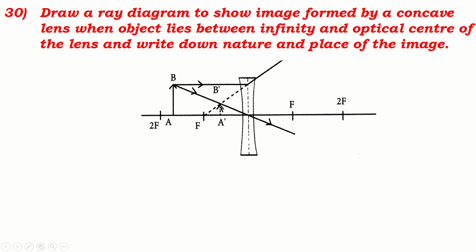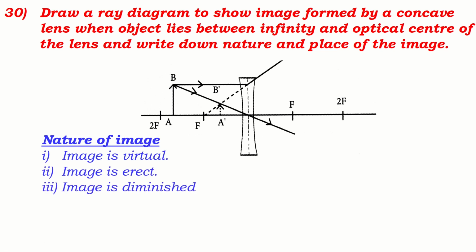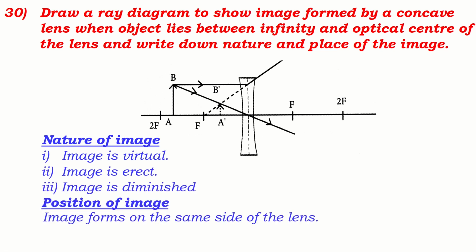Since both the rays of light are not intersected at this point really, and image is seen, the light rays are not reaching up to the image. The light ray coming from the head is intersected at this point. That's why head goes up and the image is erect. This is virtual and erect image, and it is smaller than the object. That's why we can say this is diminished image. All this comes under the nature of image. Image is virtual, image is erect, image is diminished, and position of the image is image forms on the same side of the lens. We can write the meaning of the symbol also. F focus, AB object, A dash B dash image.